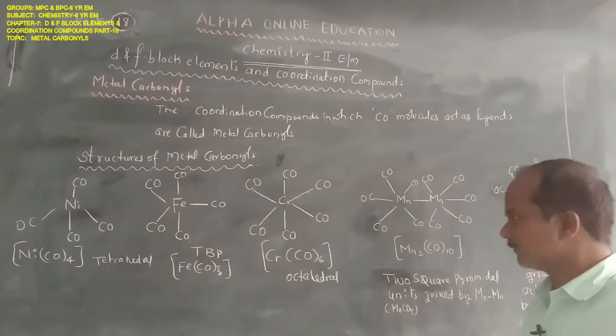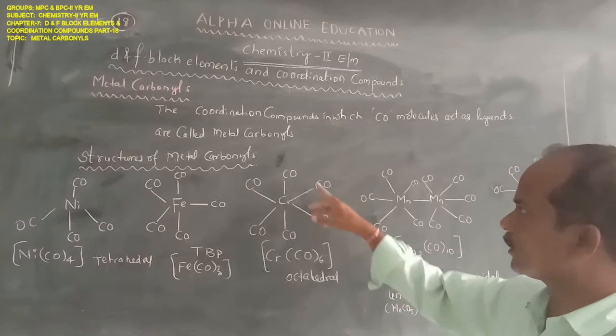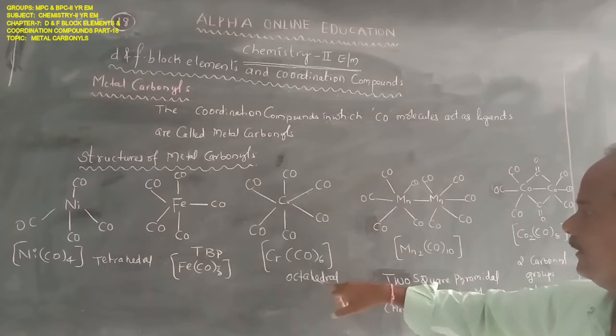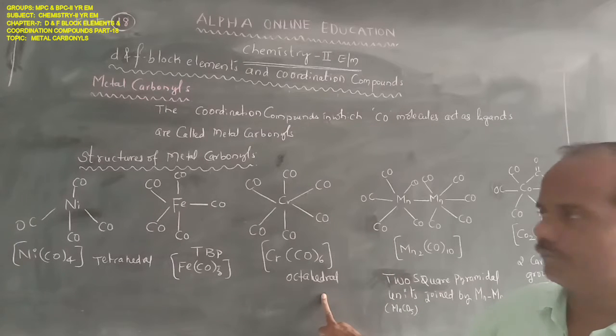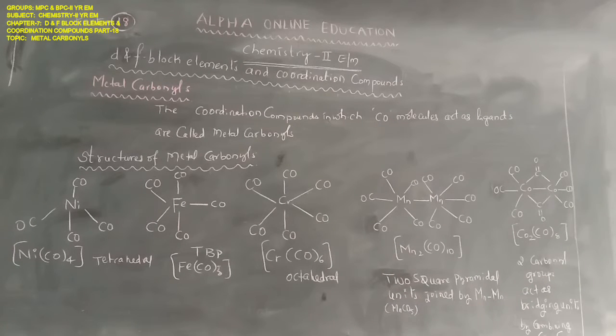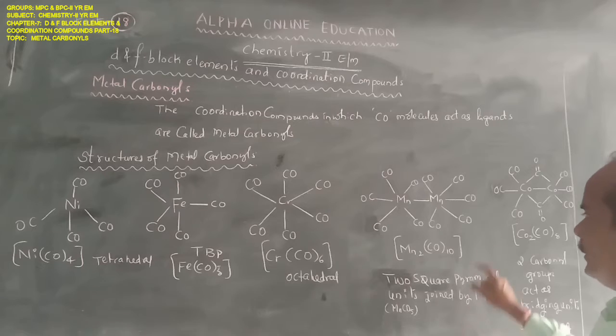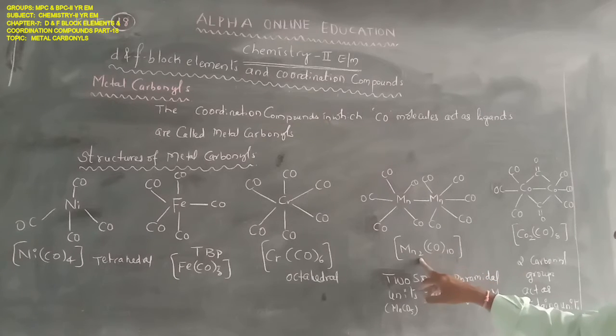Another one is hexacarbonyl chromium(0), and its geometry is octahedral. Another one is Mn2(CO)10. In this coordination compound, two central metal atoms exist. This is decacarbonyl dimanganese(0).